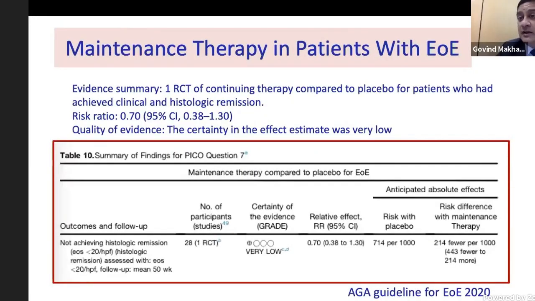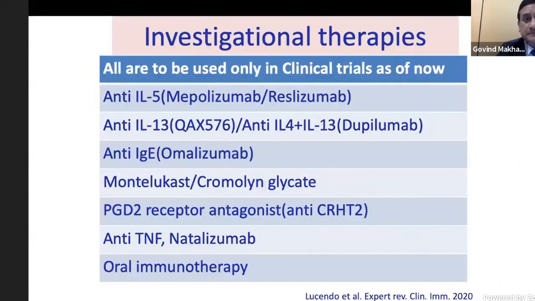We don't have much data on maintenance treatment, and there's only one study where those patients who responded were continued on topical steroid, and these patients have shown not much of a response. The risk ratio is 0.7, but again, it's crossing the value of 1. Therefore, this is not significant. Nevertheless, most patients will require maintenance therapy. We know this is a very low level of evidence because there are no studies on this subject. But we believe, and we should believe, that most patients with EoE will require maintenance treatment.